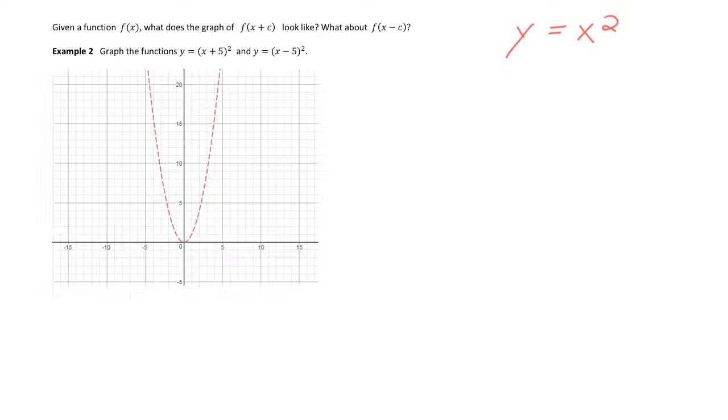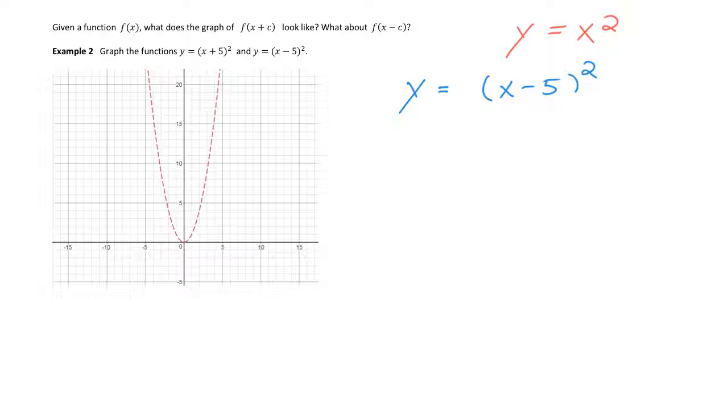So if you change an x, those are your two options. It's like going left or going right. And here I have y equals x plus 5 squared, and y equals x minus 5 squared. So let's check those out. I'm first going to look at, I guess it doesn't matter which one, how about y is equal to x minus 5 squared?